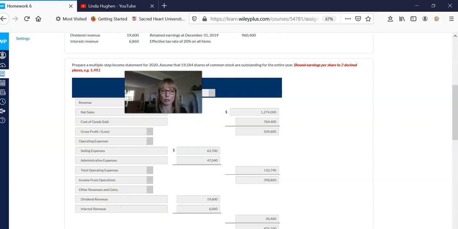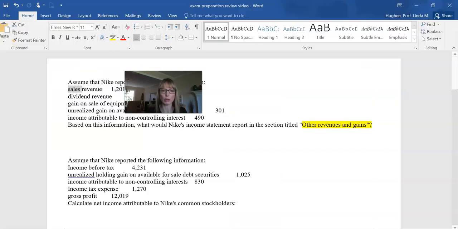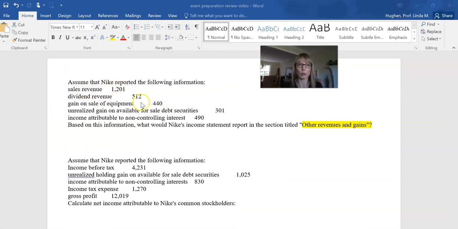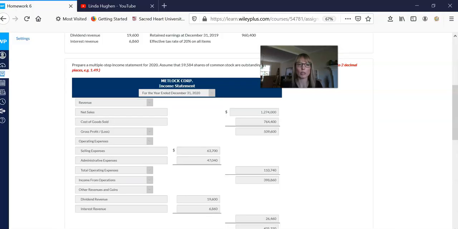We have dividend revenue, so we know that going back to our example here, sales revenue is not included in other revenues and gains because it's the first item on that income statement. It's not in that other section. Dividend revenue is included. So we definitely want to have this dividend revenue of $512. But is that it? So we see in this homework problem, there's also interest revenue.